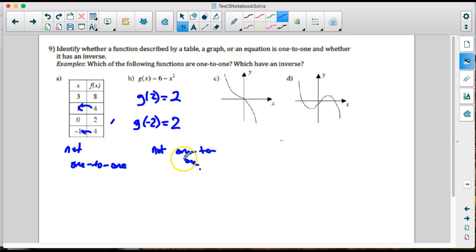Now on a graph, we're looking for the horizontal line test. So a horizontal line should cross the function once. So any horizontal line we draw should cross the function one time. In part C, it is one-to-one because it passes the horizontal line test. Now in part D, we drew a horizontal line, it crossed once there, but if we drew another horizontal line here, it would cross multiple times on the graph. So this is not one-to-one.